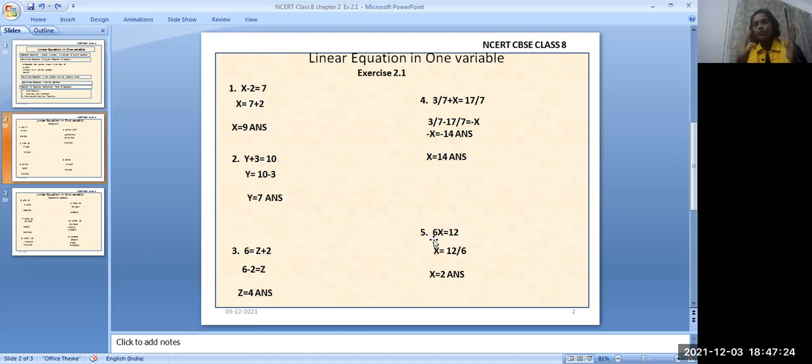So once it is going to shift toward the right hand side, this will come in the division. So this 6, once it is coming right hand side towards 12, is in the denominator. If it is in numerator, this will come in denominator. That means it is multiplied here in the left hand side, and in right hand side you can see it is in the denominator. So x is equals to 2 is the answer.